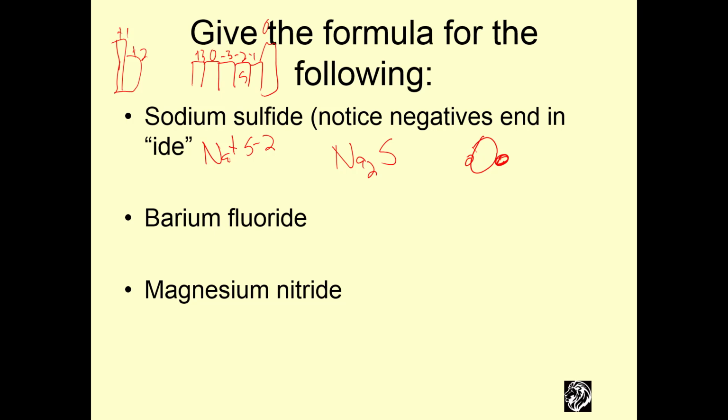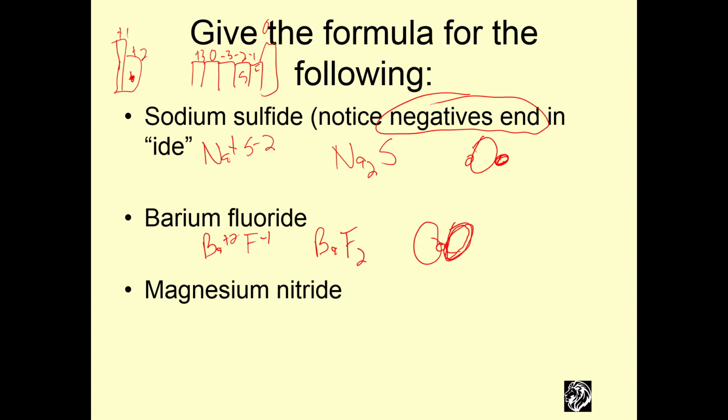Barium is right here on the periodic table, so it's barium plus 2. And fluoride, F, is right here. Notice my negative ions end in ide. It's not sulfur, it's sulfide. It's not fluorine, it's fluoride. F negative 1. So then I would have BaF2. Remember the positive ones are small? Make sure they touch.